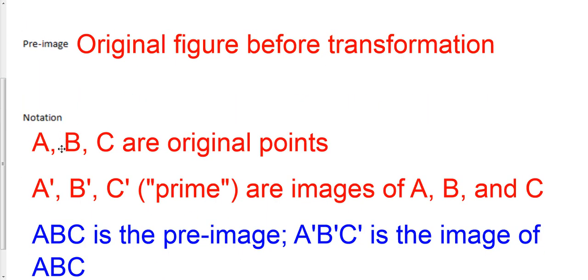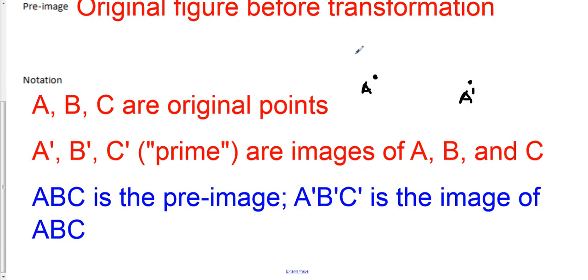Now for notation, we would say things like A, B, and C are original points. So if I have just a random point sitting here, I would call this point A. Now if all of a sudden it moved over here, we would call this point A prime. And it has that little apostrophe at the end of it. When there's that little dash mark, that's called prime, and it means this was the new piece. So this was our original point, and then it moved over here, and we now call it A prime. So A, in this case, would be a pre-image. A prime is the image then.